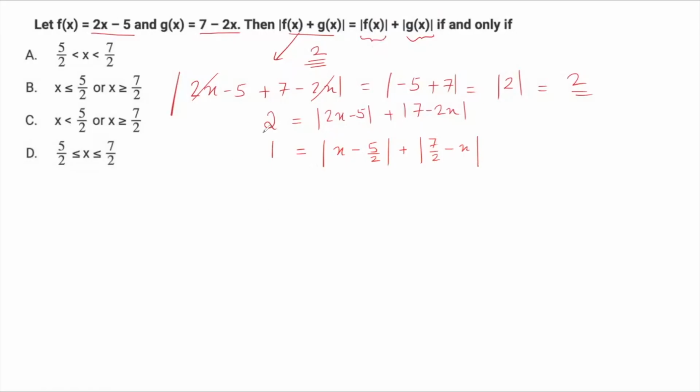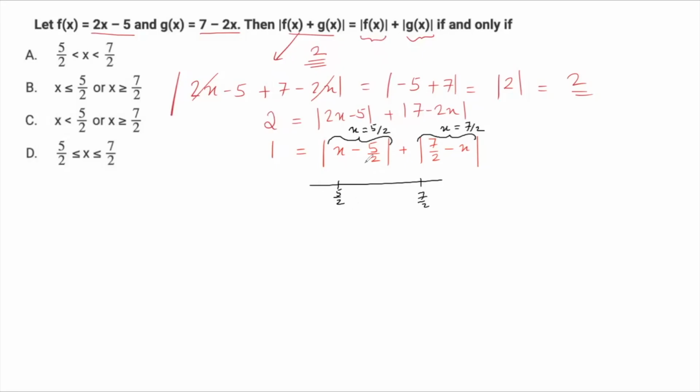Now guys, after this, I have two ways of approaching the problem. The first method is the conventional method where this part of the expression would become 0. This part becomes 0 when x would be equal to 5 by 2, and this part would become 0 when 7 by 2 minus x would be 0, or x would be equal to 7 by 2. Now drawing these two on the real number line, we will have 5 by 2 here and 7 by 2 here, right?